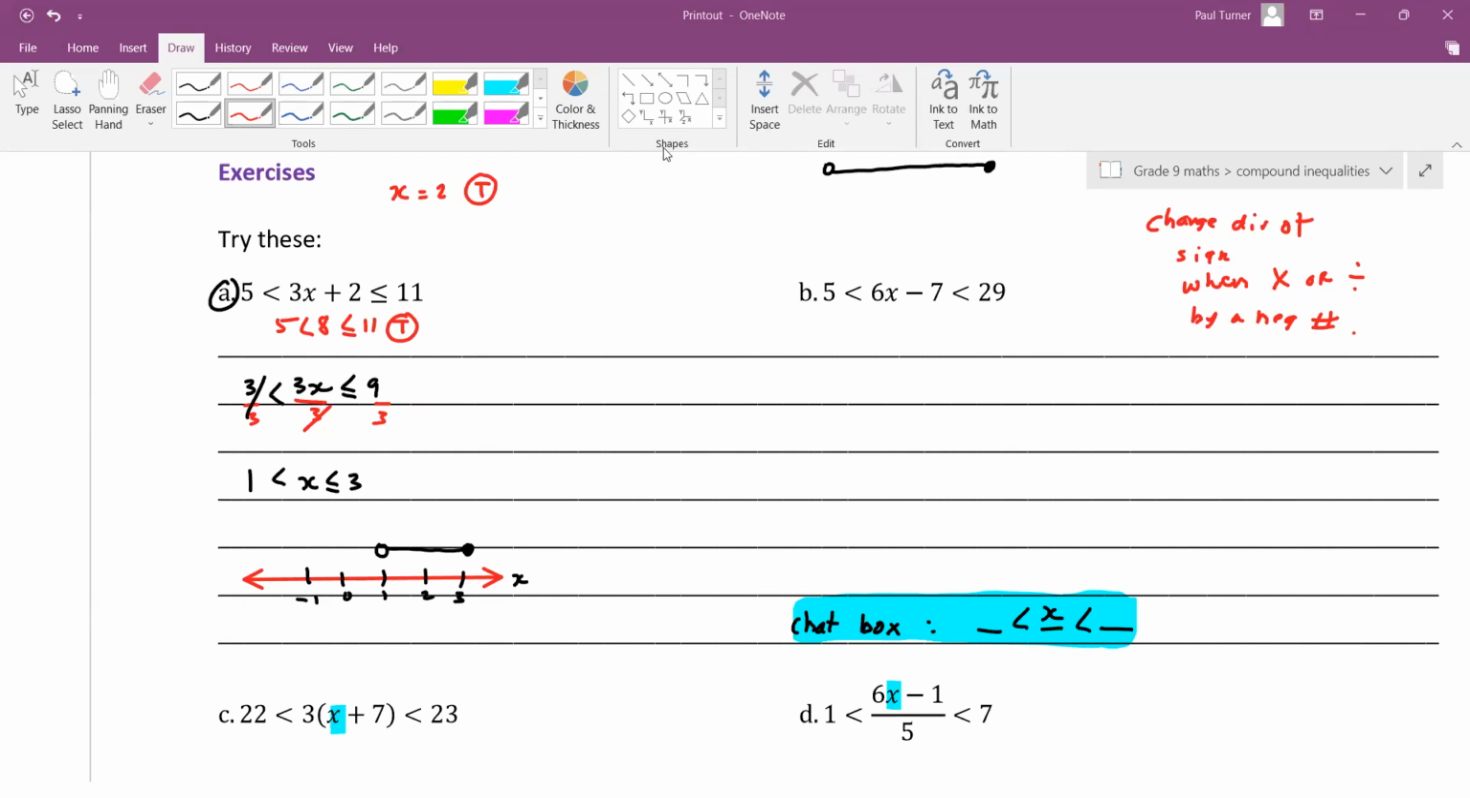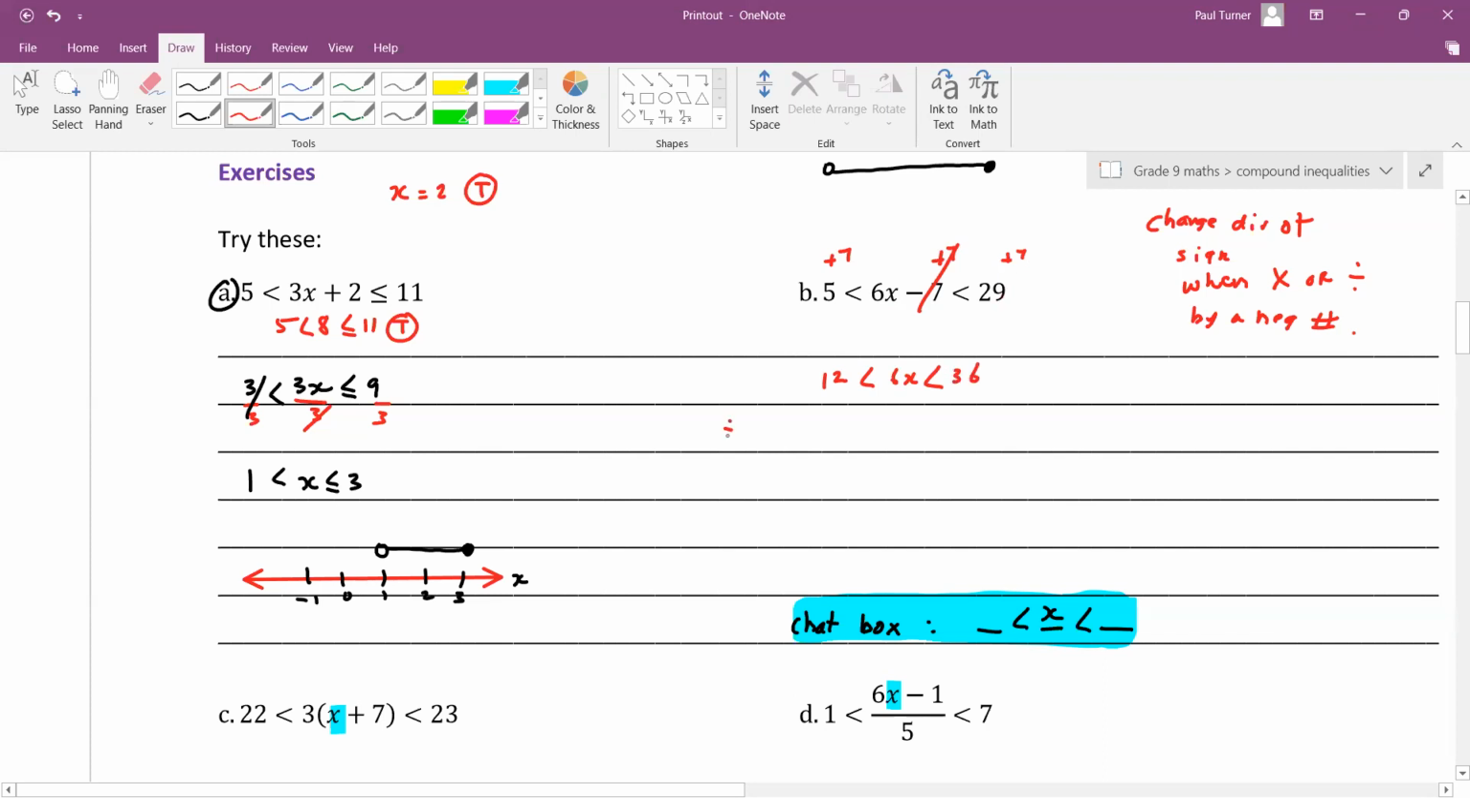So in this question, we've got -7 there. So we would add 7 everywhere. So the signs don't get changed. 7 plus 5, that's going to be 12. Less than -7 plus 7, that's gone. This will be 6x. 29 plus 7, that's 36.